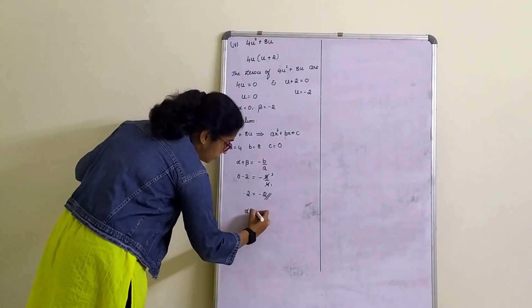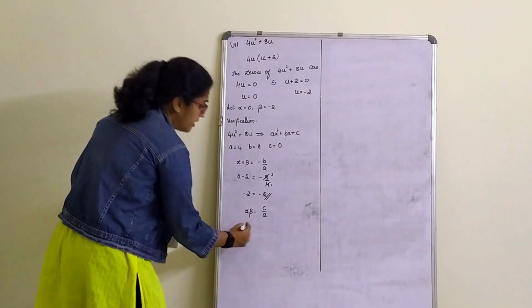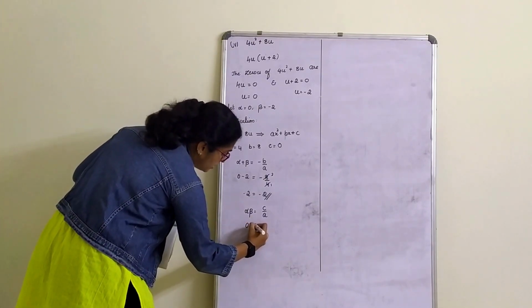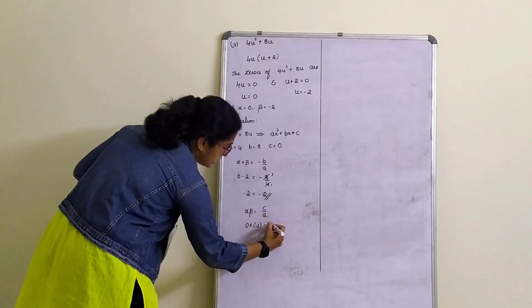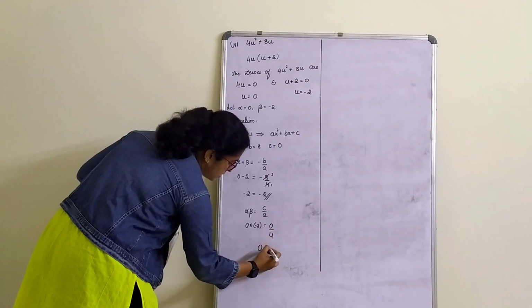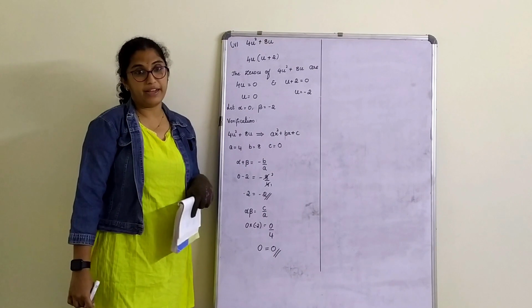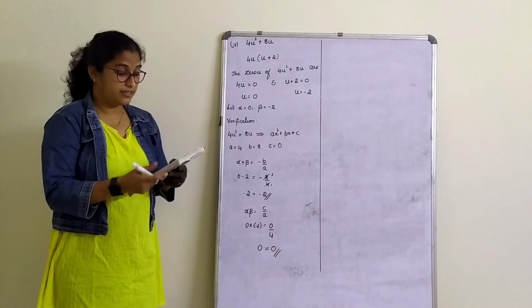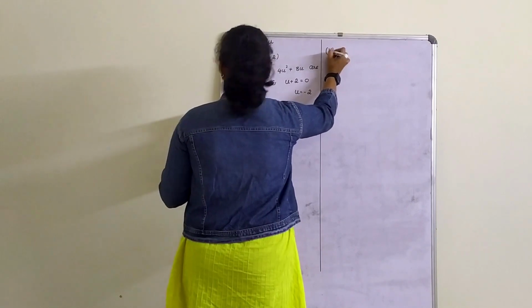Product of the zeros is equal to c by a. So alpha is 0 into minus 2 is equal to c. C is 0 upon a is 4, which is nothing but 0 is equal to 0. Hence verified. This is how we verify it. The last one in this main, that is the fifth one.